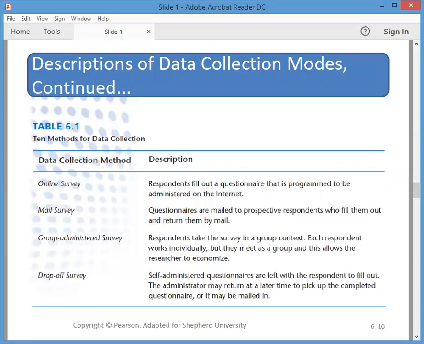A group administered survey: in a group context, a group of people will take the survey. This means that they work individually, but they meet as a group. So this allows the researcher to economize. They don't have to go to 10 people's individual houses. They have the people come to them. And then the drop-off survey, a self-administered questionnaire in this case.